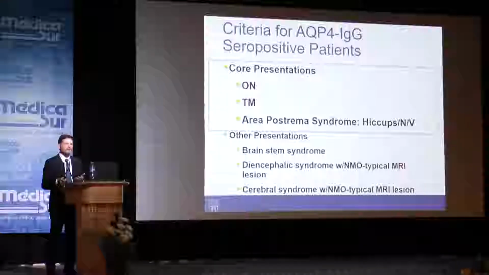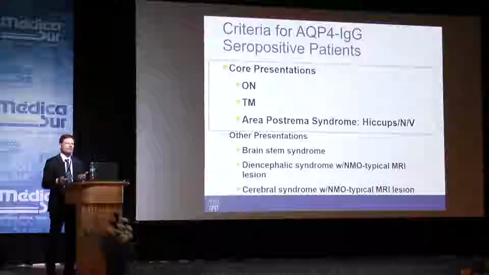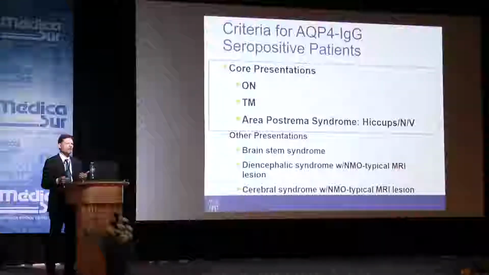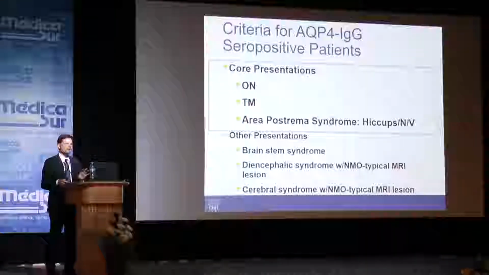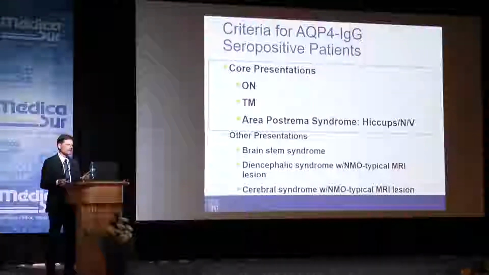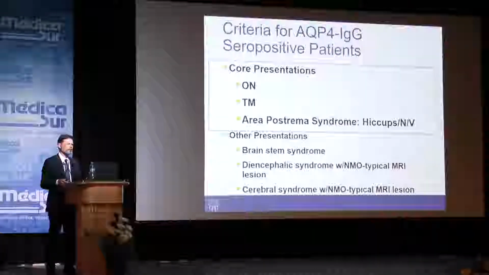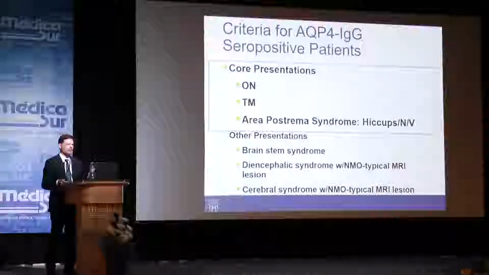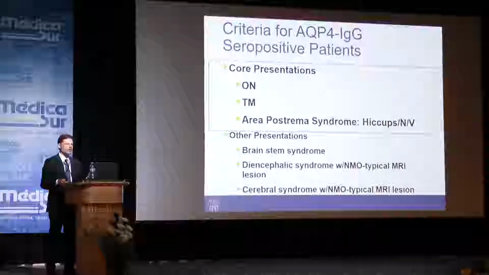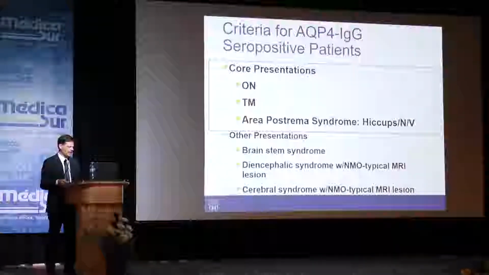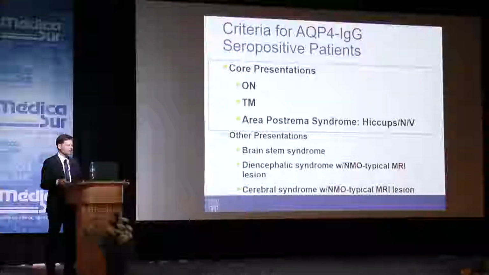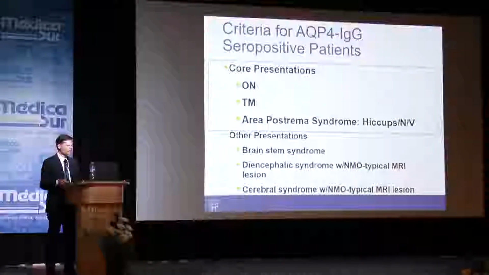Then there are 3 other presentations involving other areas of the brain stem, the diencephalon, or the brain itself. And the criteria for this disease, one of the big advances of the 2015 criteria, was that now one could actually make the diagnosis of the disease with a single clinical presentation in any of these 6 regions, as long as it was accompanied by a positive test for the pathogenic antibody called AQP4-IgG or aquaporin-4 IgG, named after its target, the protein, the water channel aquaporin-4.